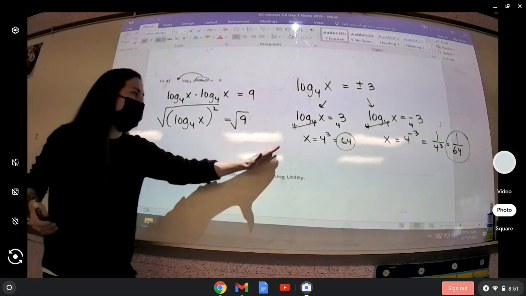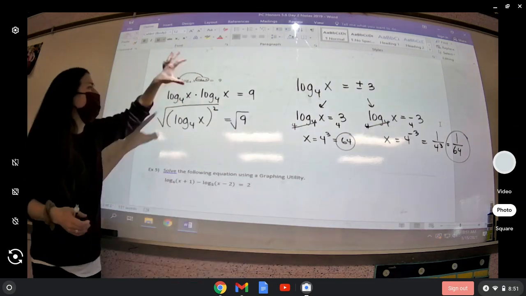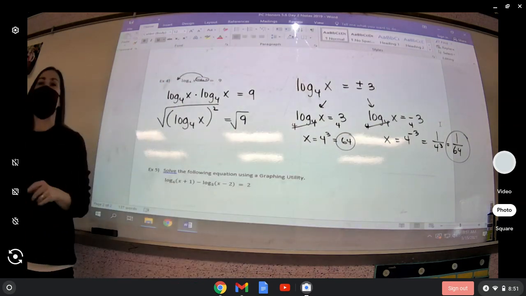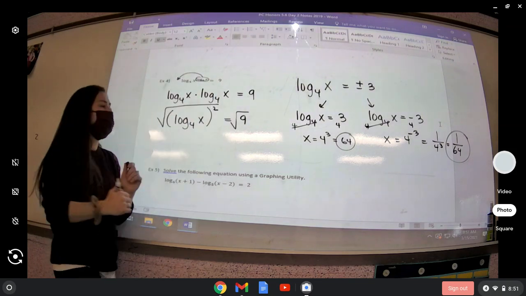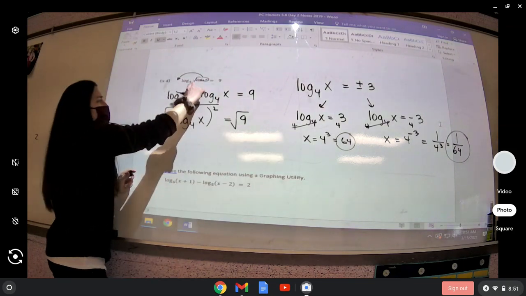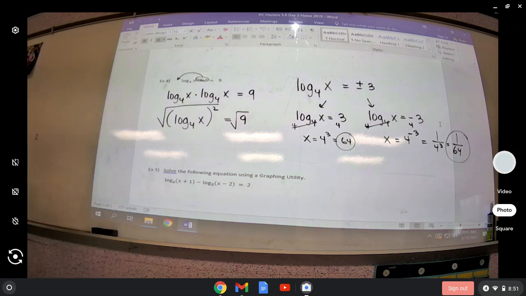And as long as these answers do not result in you taking the log of a negative number or 0, you got yourself a keeper. So 64 would be 64, not negative, not 0. 1 over 64 is here and there. It's perfectly acceptable.